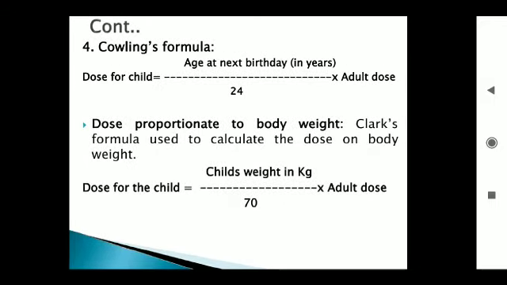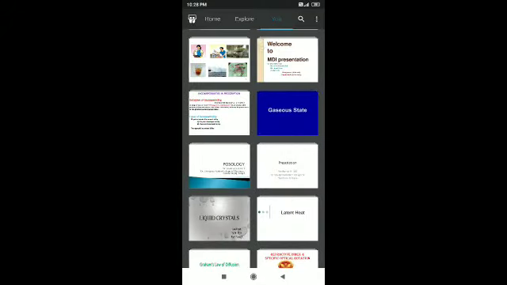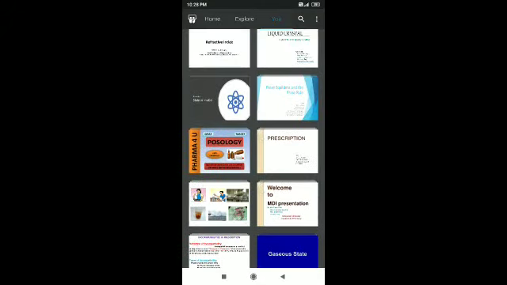Next formula, Cowling's formula. Dose for child is equal to age at next birthday in years divided by 24, into adult dose. These are the 4 formulas used to calculate the dose for children based upon their age. In these formulas, the age is mentioned in years or months, and the adult dose is used. By observing some examples, we will discuss each individually.